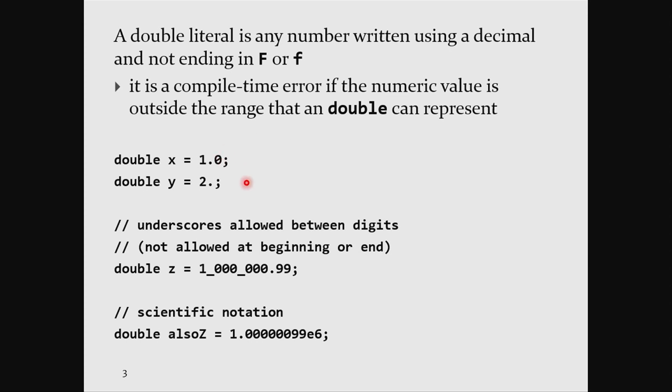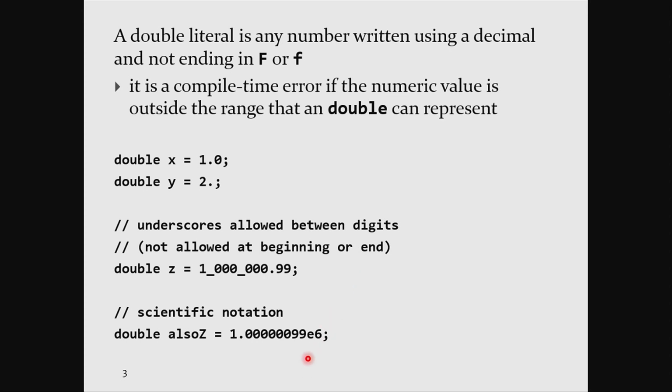So here are some examples of literals. x is the value 1.0. You don't need the 0; you can just write 2 point. You'll find that in most cases, if you just write 2, that also works because it's an int, and Java will happily convert an int to a double. Like the ints, you're allowed underscores. If you have a really long literal to write down, you can put an underscore between digits to make it a little easier to read.